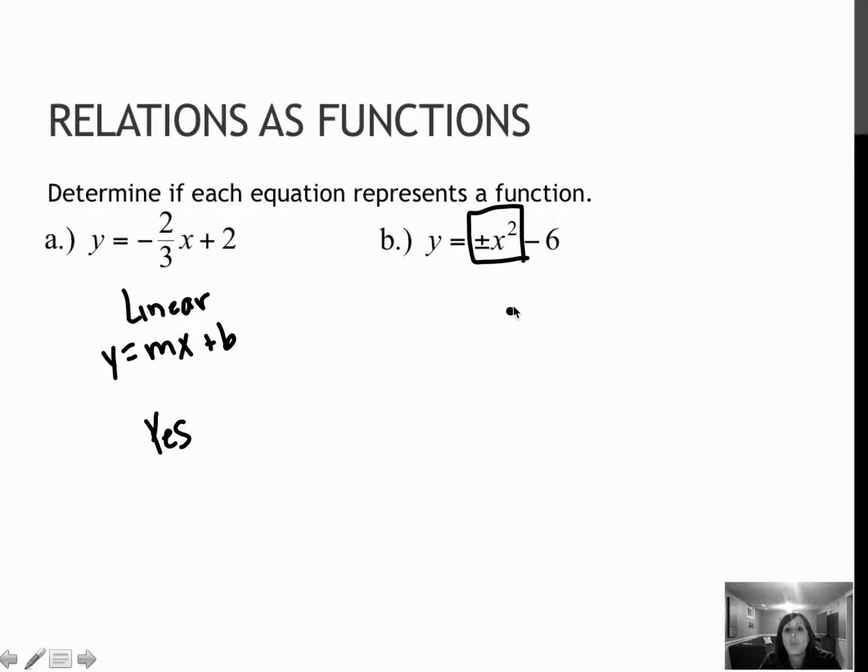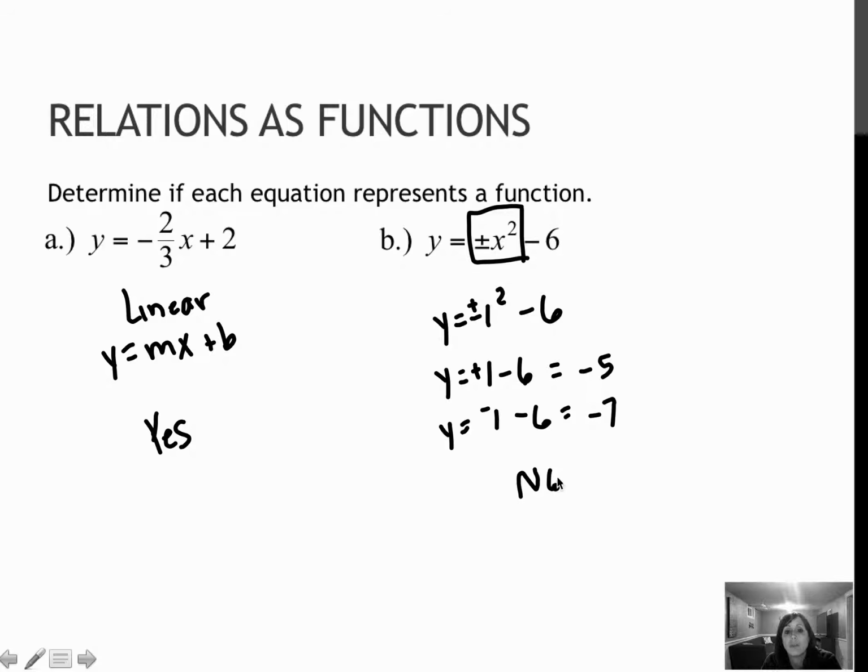So if I plugged in 1, I would get y equals plus or minus the square root of 1, minus 6. If I used the positive, it would be positive 1 minus 6, which is -5. If I used the negative, because that's plus or minus, I would end up with -7. So by plugging in 1, I got out both -5 and -7, so this is no, not a function.